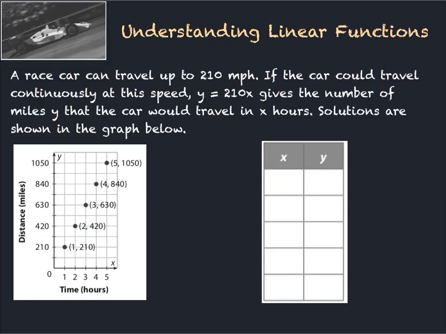Alright, so here we have a problem, and we're going to identify whether this is in fact a linear function. A race car can travel 210 miles per hour. So miles per hour, per meaning that we're multiplying 210 by the amount of hours, per being one of your rate words. So they give you that equation, y equals 210x, where x would be your domain, and in this case would be the amount of hours. Okay, and the total distance traveled would depend on the amount of hours. That's why y would be your range value.